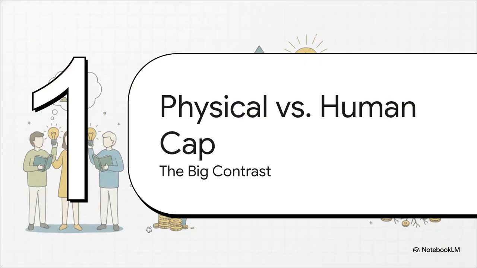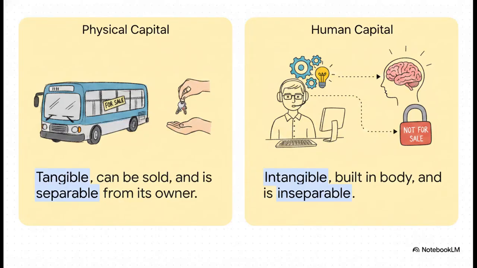All right, Section 3, physical versus human capital, the big contrast. To really ground this somewhat abstract idea of human capital, let's contrast it with something we're all super familiar with, physical machinery. The differences here are actually pretty striking. Physical capital is entirely tangible. You can sell a physical asset, like a bus, on the open market, and it is totally separable from its owner. Human capital, on the other hand, is completely intangible. It's built right into the body and mind of the owner.